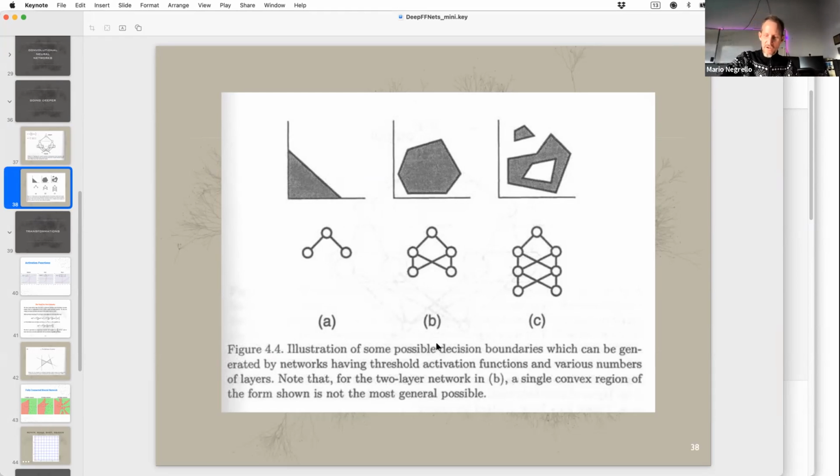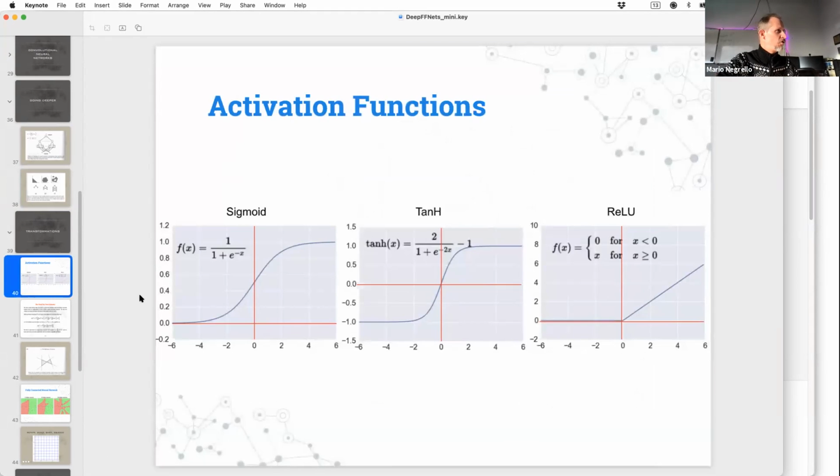When you have threshold units, the rectified linear function is a threshold unit, or also like a non-linear unit. Let's talk about our activation functions here first. Is anyone unable to recognize any of these functions? So these are the sigmoid, the hyperbolic tangent, and the rectified linear function.